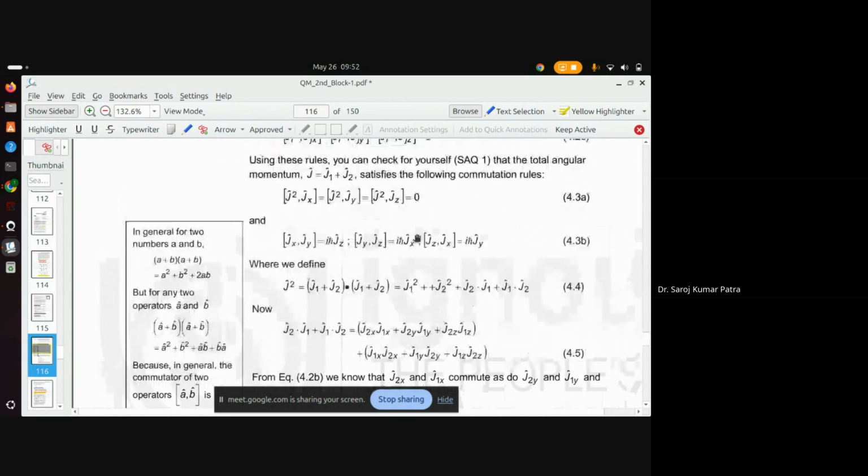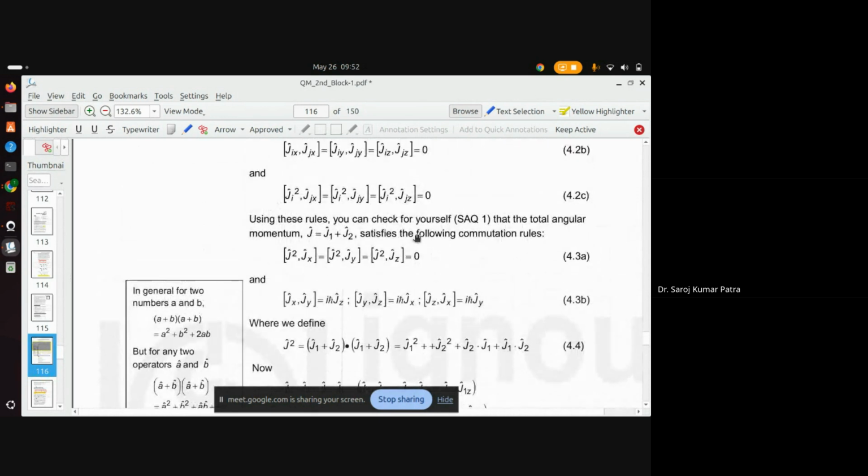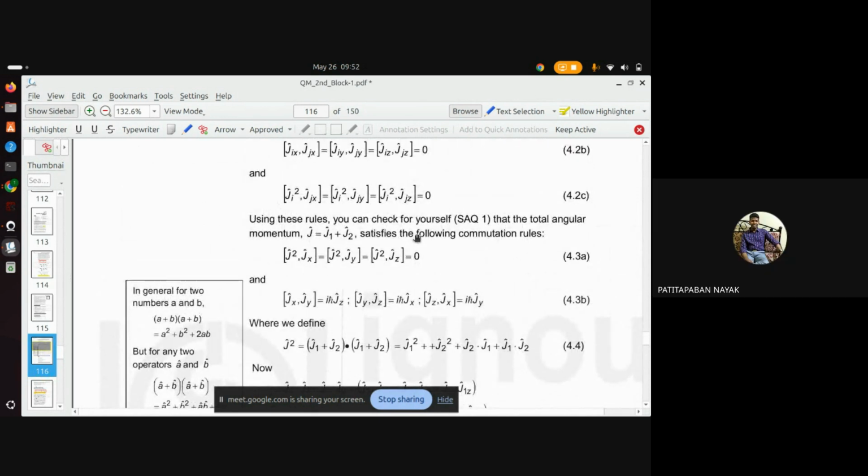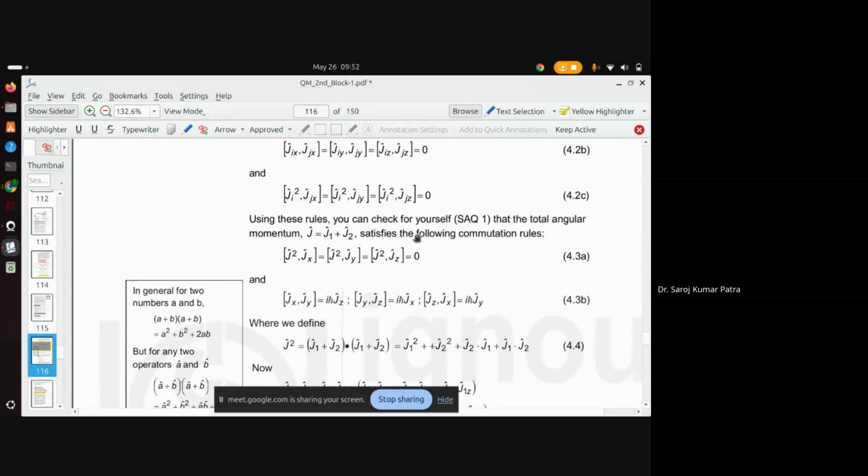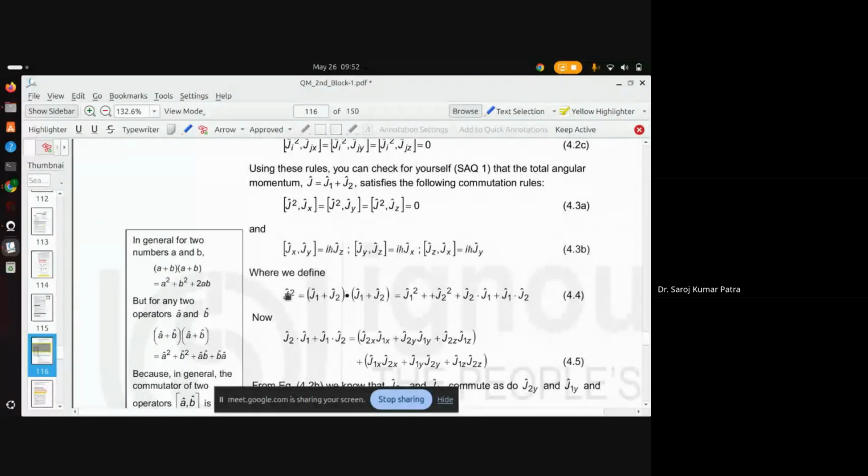यहां तक सबको समझ में आ रहा है क्या बोल रहे हैं हम? Yes, sir. Next to define J square. J square क्या है? J basically J1 plus J2. So J square will be J1 plus J2 dot J1 plus J2. So it will be J1 square plus J2 square plus J2 J1 plus J1 J2.